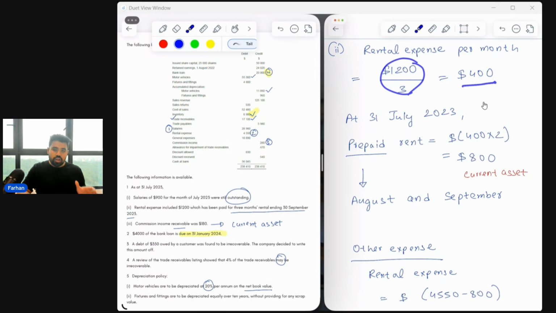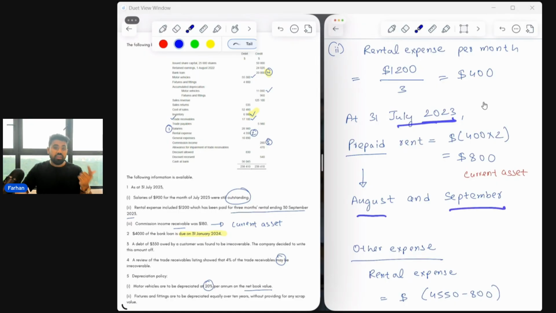Now, we understand we are preparing the financial statements at 31 July 2023. And at 31 July 2023, based on the information given to us, we understand that rent has been paid until the end of 30 September 2023. So when we are at this point in time, which is 31 July 2023, we can understand that rent has been prepaid for the 2 months ahead, starting the next financial year, which are the months of August and September, right?